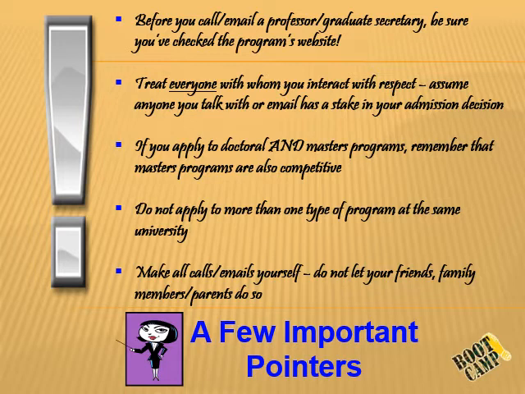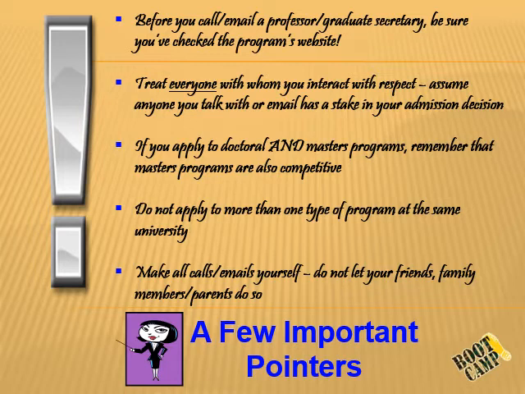So just a few important pointers to think about in your communication as an undergraduate as you prepare to apply to graduate programs. First one, before you call or email a professor or graduate secretary, make sure you check the program's website. What this broadly means is you are highly encouraged to build up a relationship, either in person or through emails, with programs that you're applying to, or even professors that you're asking for letters of recommendation.